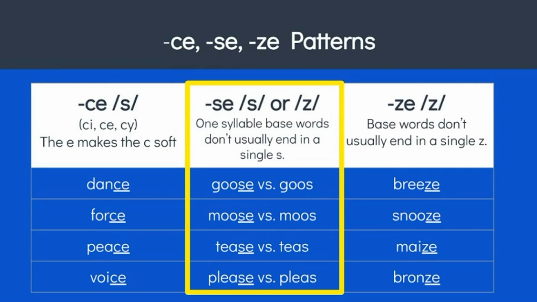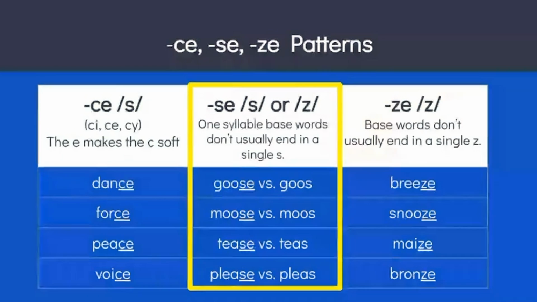Now remember that most one-syllable base words do not end in a single S. We learned this with the floss rule, where we double the S at the end. But these words are not floss words because they have vowel teams. We add an E to these words after the S, so they are not mistaken for a plural word. We see this pattern in a lot of single-syllable words with vowel teams.